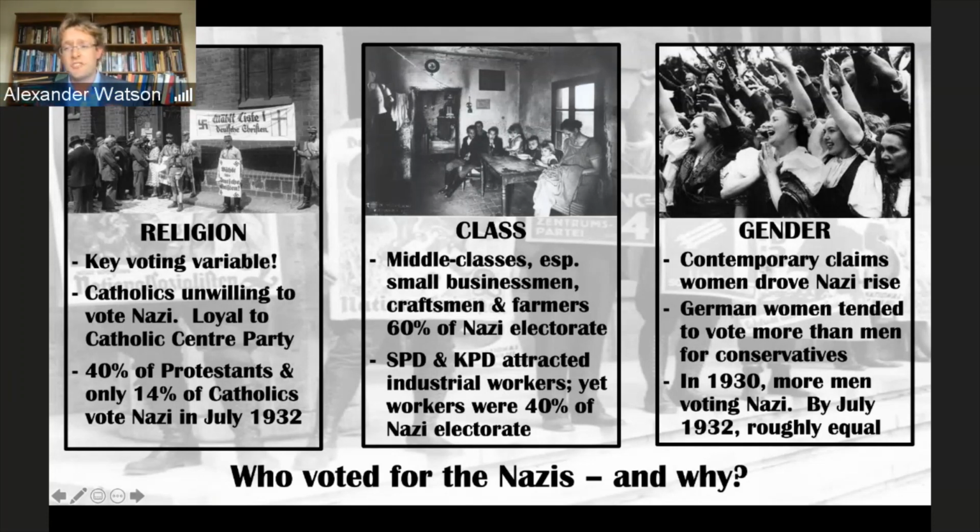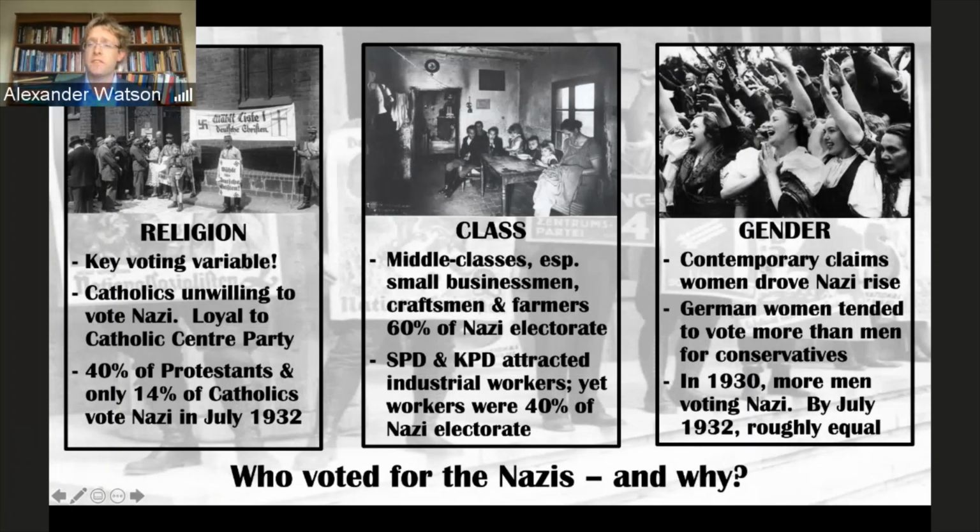The other important characteristic is gender. Several contemporaries in Weimar blamed women for the rise of the Nazis. But actually, Falter's research shows that in fact, women were much less likely to vote Nazi, especially at first, than men. German women tended to vote more than men for conservative parties, but not for radical ones. And therefore, in 1930, the major first jump that the Nazis make was driven by male voting, not by women. Only in July 1932 was voting roughly equal.